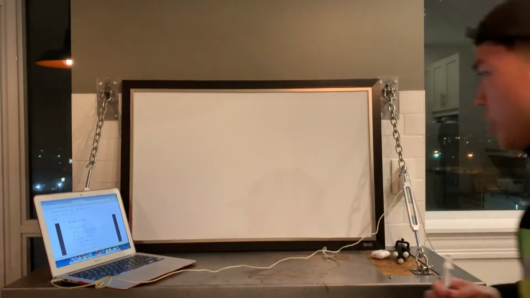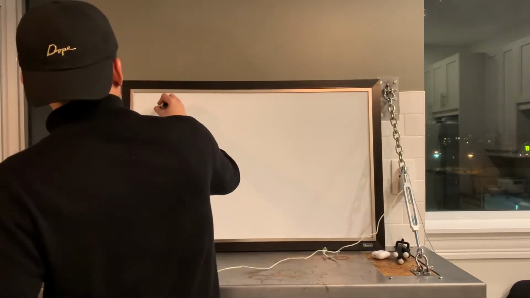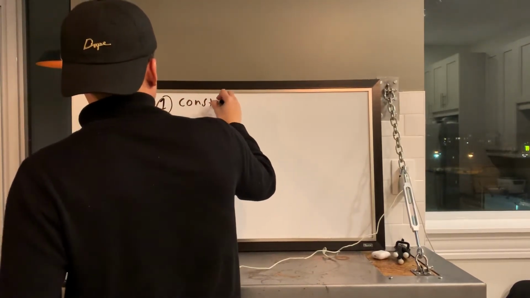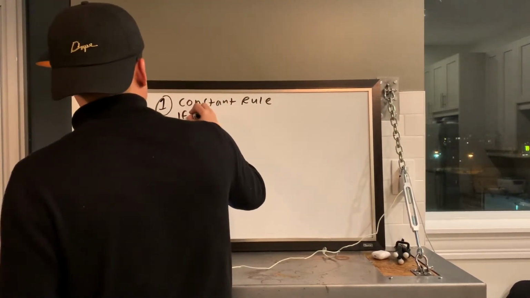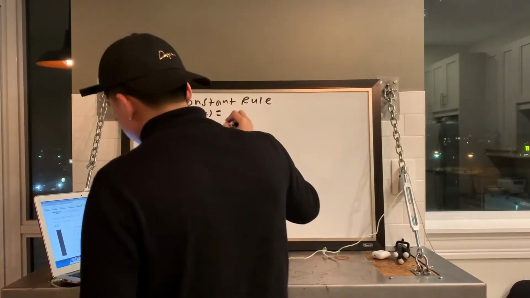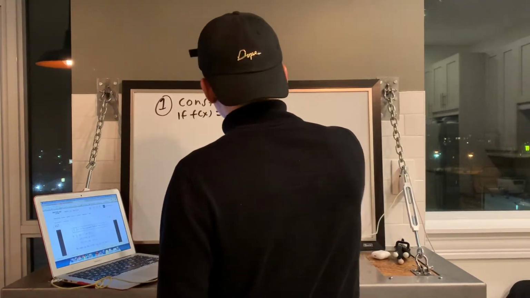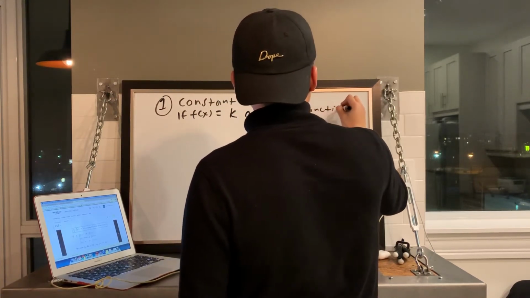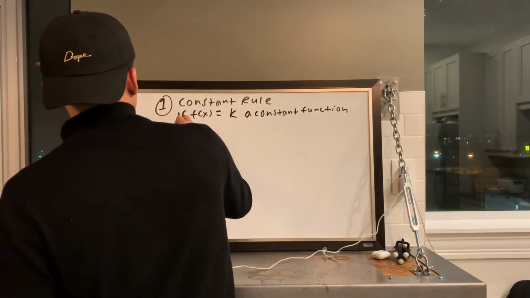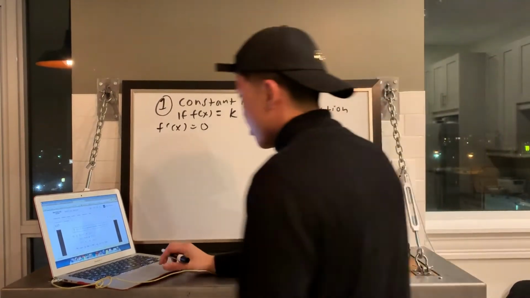So in this lecture, we're covering the different techniques we use to find derivatives of functions. The first thing I want to cover is what we call the constant rule. Basically, if f of x equals k, a constant function, that means f prime of x is equal to 0. Because a horizontal line is a constant function, the slope for that is 0.